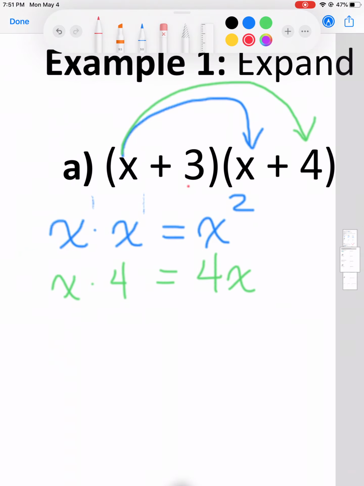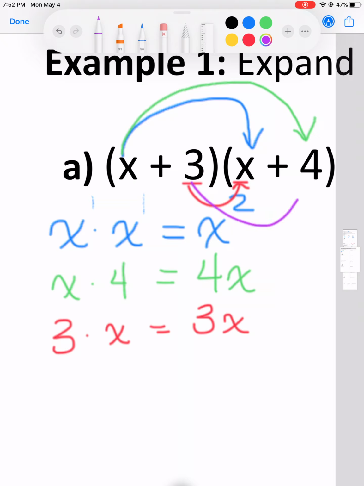Then we've got inside. The 3 and the x are on the inside of the brackets. Think of this as a house. 3 times x is equal to 3x. And then we've got last. Which is 3 times 4. Sorry, guys. It's been a long day. And that's it. Almost.